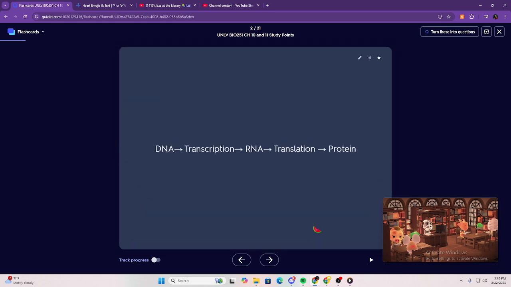Explain the flow of genetic information. This is just what you need to know, just like the order and steps: the DNA, the transcription, RNA, the translation of protein. You do not need to know the specific details.